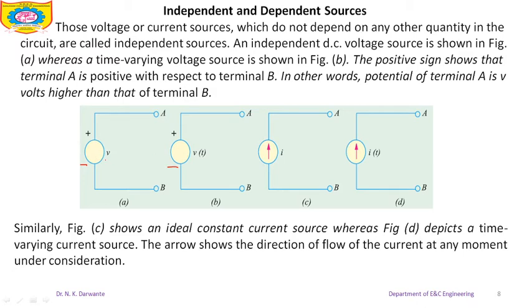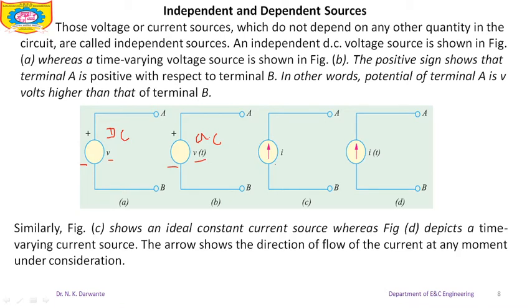Now this one is for the DC, means the voltage does not vary with respect to time. This symbol is for the DC, whereas this symbol is for the AC. Here the voltage varies with respect to time.